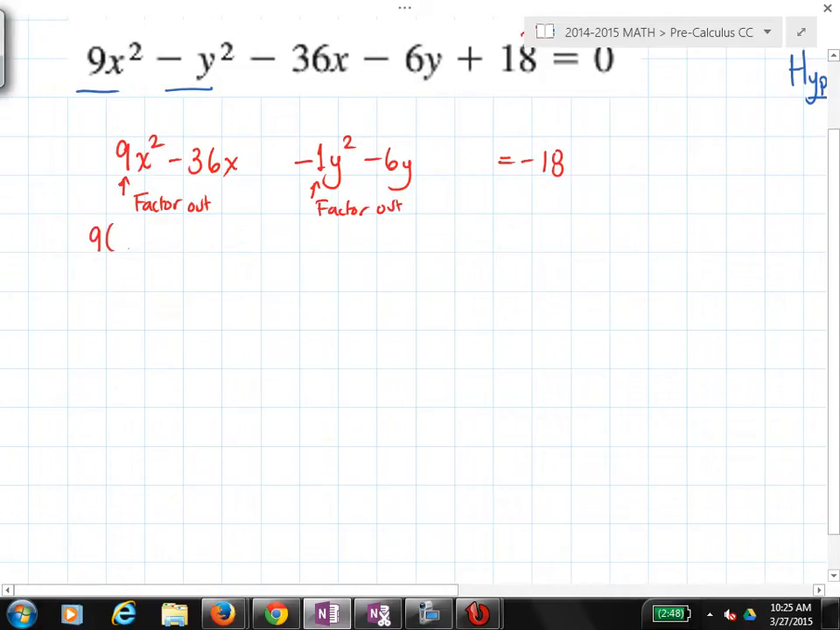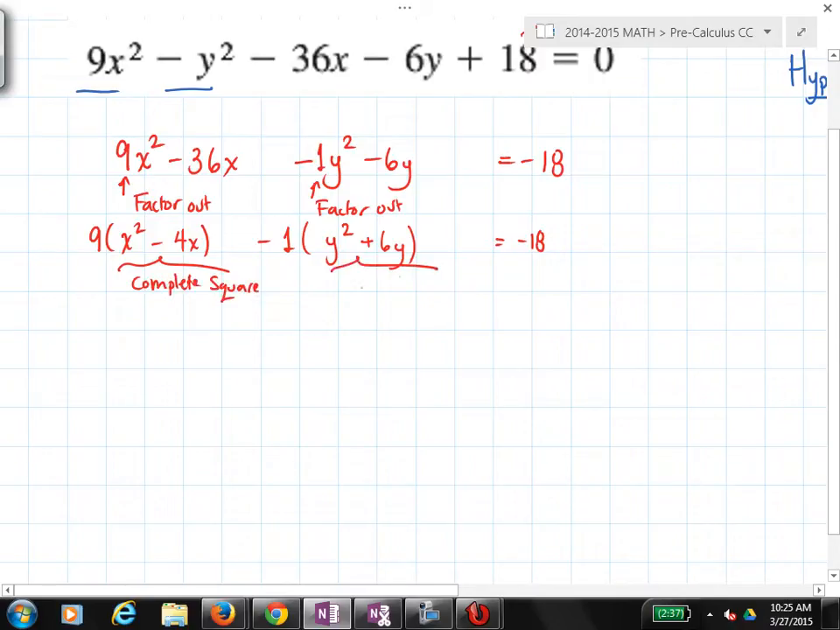Okay. So it's going to be 9 parentheses x squared minus 4x on this one, and then -1 parentheses y squared plus 6y. And be careful here. I'm factoring out a -1, so -1 times what gives me -6? Yes, 6, but it has to be positive. That's the main thing that I want to emphasize there, be careful with the sign change because of this factoring out here. Alright, and now I can complete the square in both of these.